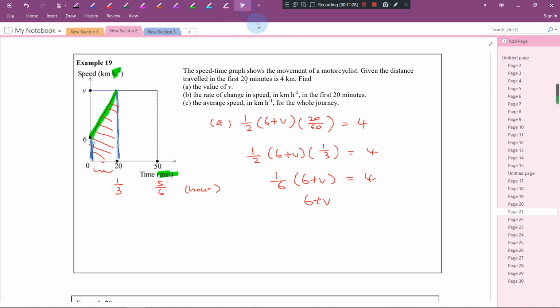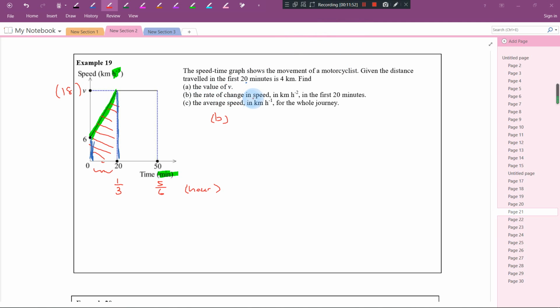The 6 I move over here to become times, multiply 4 times 6. Four times 6 will give you 24. So V is equal to 24 minus 6. V is equal to 18, correct? Okay, correct. So this is equal to 18. Now let's proceed to the next part, B.